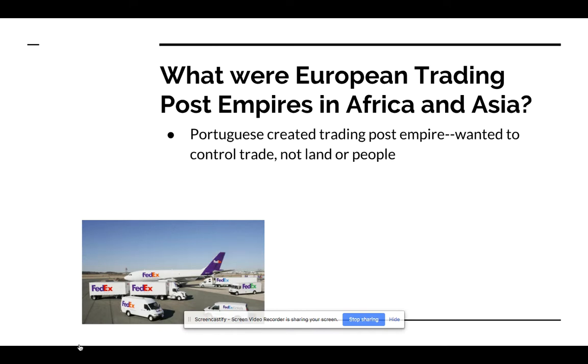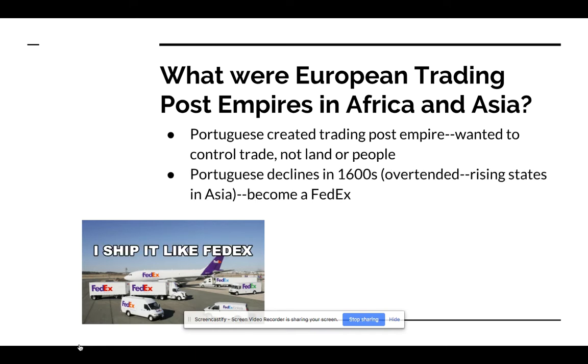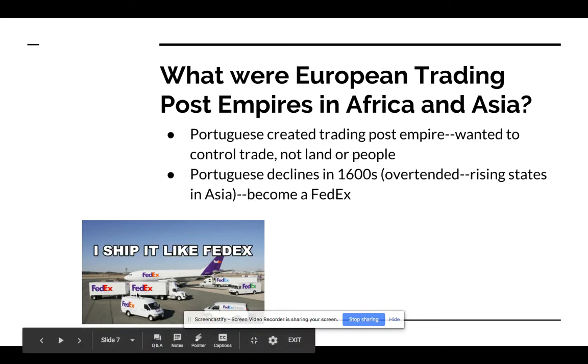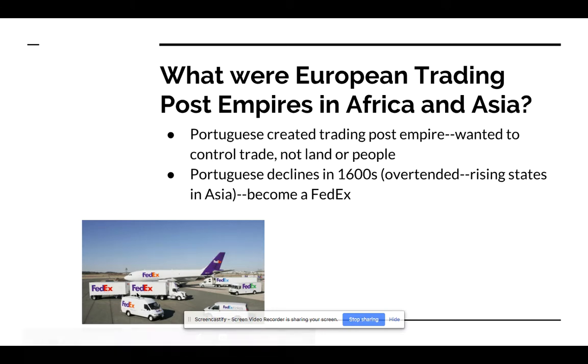That was it. They didn't care about converting people to the Christian faith. They didn't care about spreading their culture. No, their main objective was specifically controlling trade. Eventually, you understand that the Portuguese would decline. This would be as a result of overextending themselves, and as a result of rising states in Asia. I don't want you to consider this time period as a time of Asian decline. No, it wasn't. I mean, we had Asian traders as well.